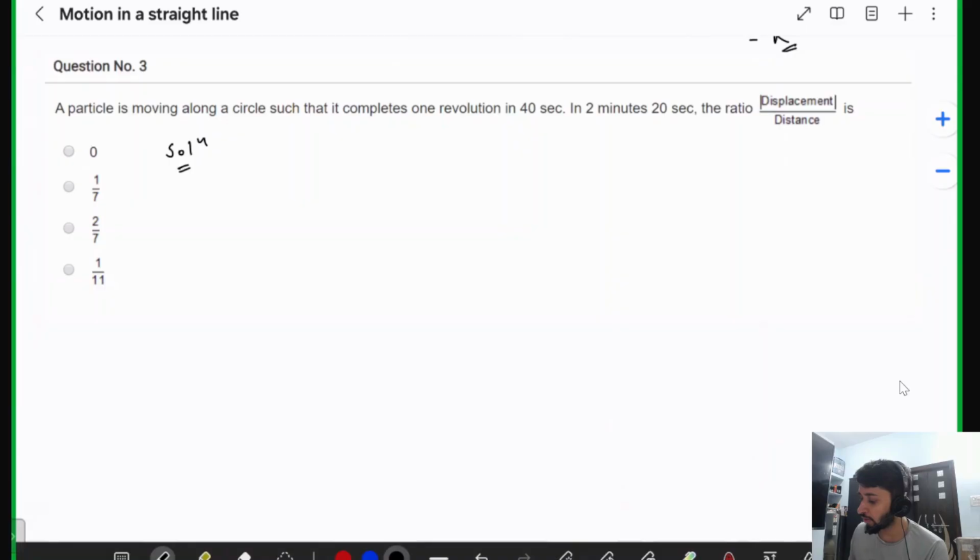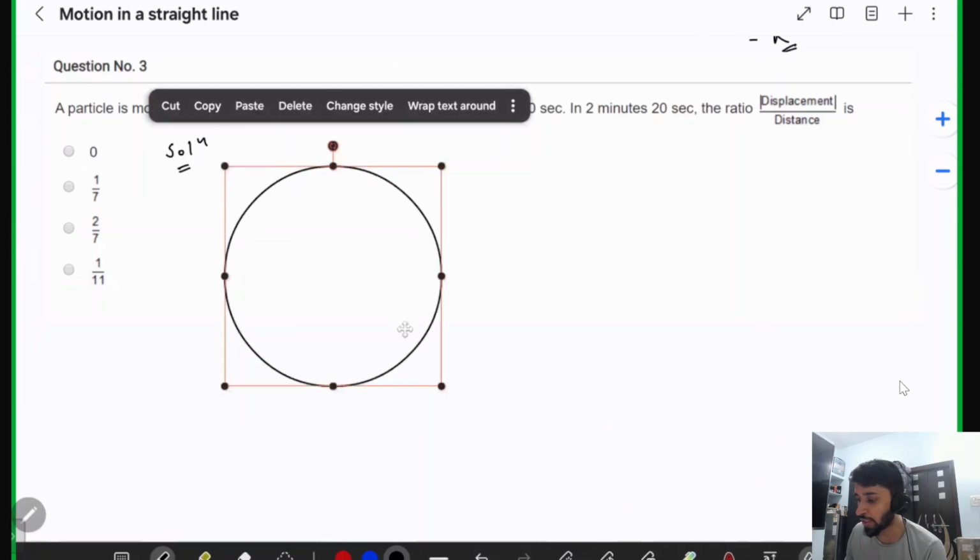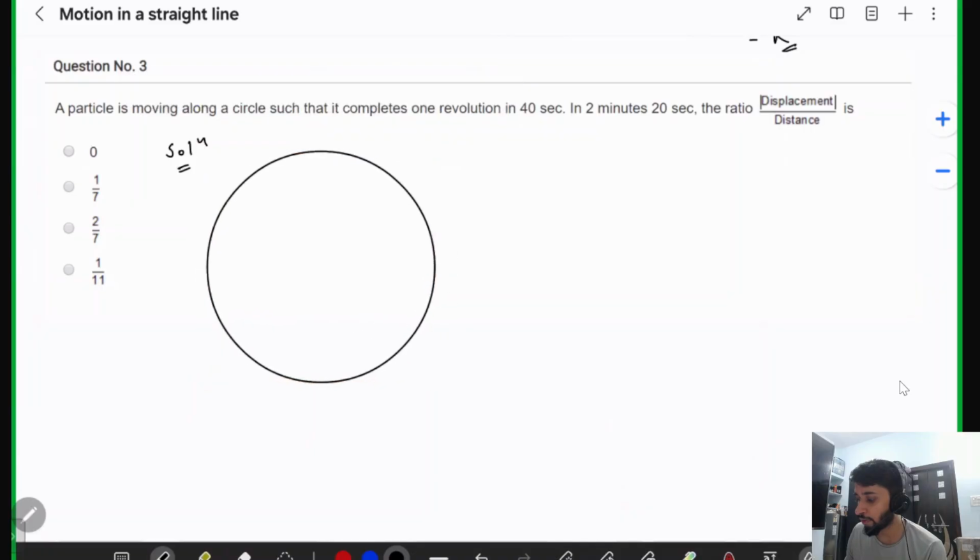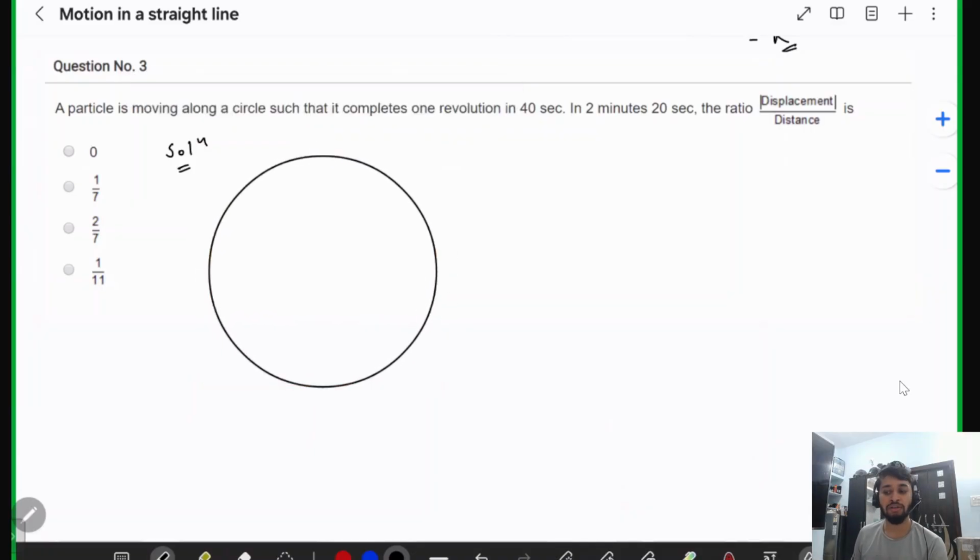So here, let me draw a diagram. The particle is moving along a circular path, and it completes one revolution in 40 seconds. Then we need to figure out how much will be the ratio of displacement and distance at the end of 2 minutes and 20 seconds. So first, let us figure out how many revolutions he will make in 2 minutes and 20 seconds, since he completes one revolution in 40 seconds only.